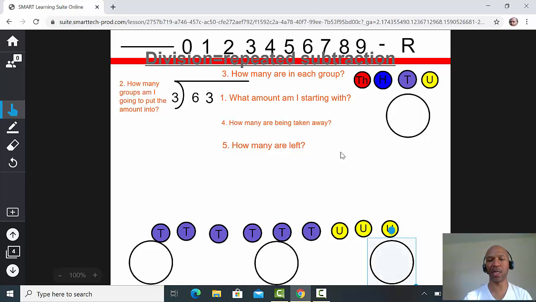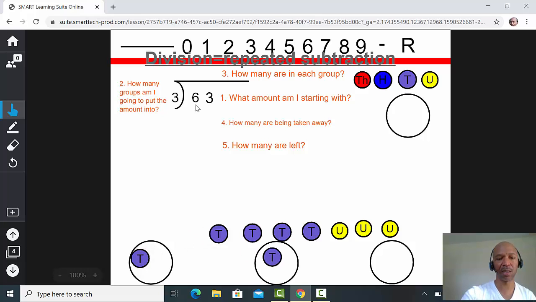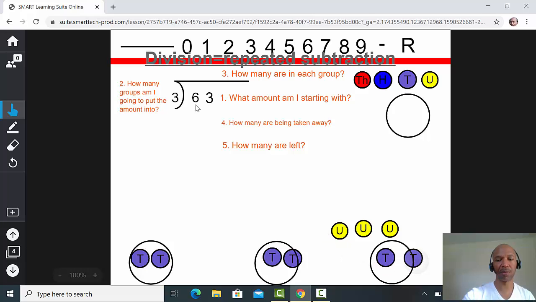So now we're going to begin looking to put 63 into 3 groups. We're going to start with the tens. And remember that division is repeated subtraction. So we're going to take the same amount away and put it into each group. So we're going to start with these tens. I'm putting 1 ten in a group. And now I'm going to put another 10 in a group. And I don't have any tens left.